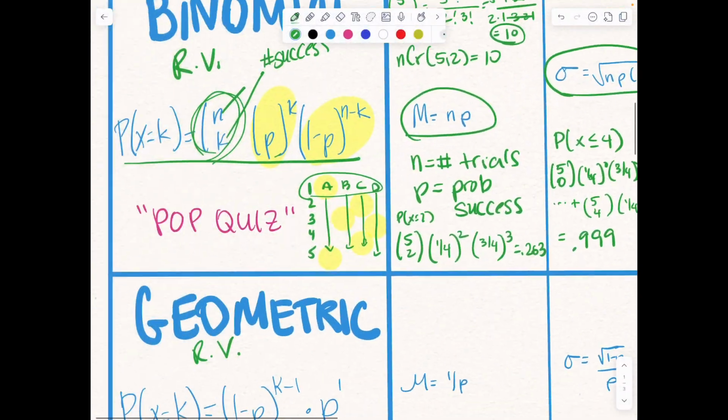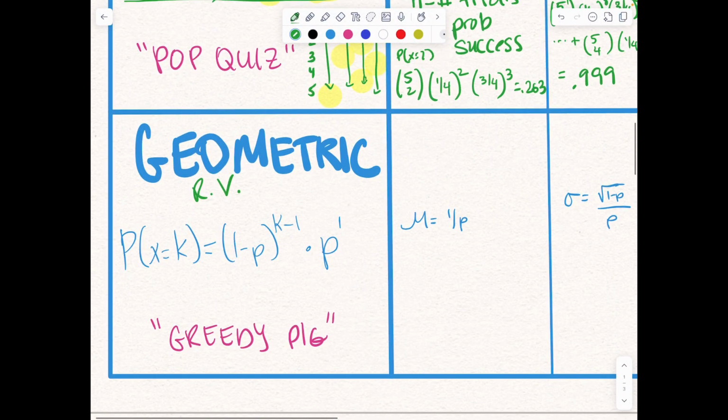All right, let's look at the final one, the geometric random variable. The geometric random variable was the game we played called Greedy Pig. Everyone stood up and I rolled a die, and your points were the number on the die, and every time I rolled you got more points. So if I rolled a 4 and then a 5, everyone standing has 9 points, and then I rolled a 3, everyone standing has 12 points. But if I rolled a 1 at any time, everyone lost their points if they were still standing.